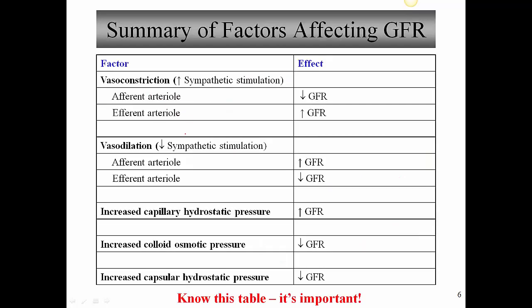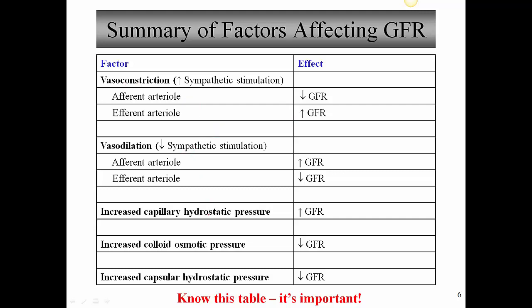This is a summary table of the different factors that affect GFR. We just talked about the changes in the afferent and efferent arteriole, those you see here. So if we have an increased amount of sympathetic stimulation, that means a vasoconstriction. And that means a decreased radius here and a decreased radius here. Notice the effect of this. A decreased radius of the afferent arteriole leads to a decrease in GFR. However, a decrease in the radius of the efferent arteriole leads to an increase in GFR. And the opposite is true if we have a vasodilation occur. Remember that the radius of the afferent arteriole is directly proportional to GFR. The radius of the efferent arteriole is inversely proportional to GFR.